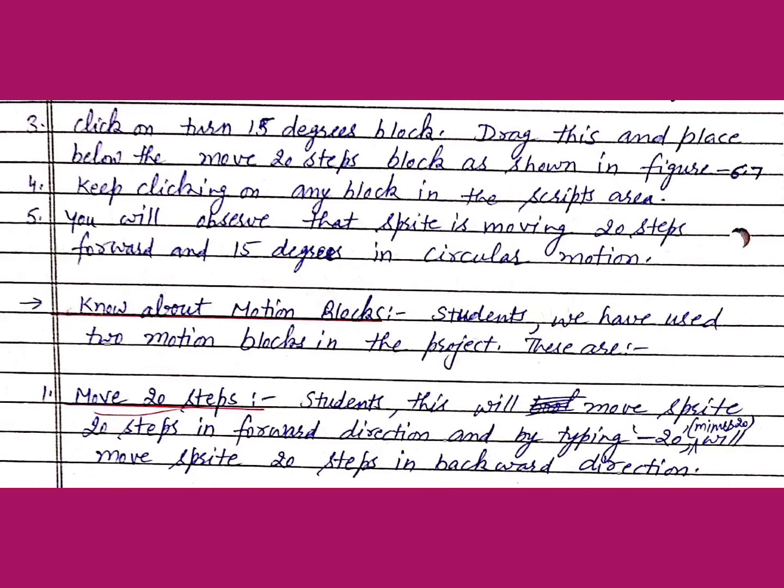Number 3. Click on Turn 15 degrees block. Drag this and place below the Move 20 steps block as shown in figure 6.7. Number 4. Keep clicking on any block in the scripts area. Number 5. You will observe that sprite is moving 20 steps forward and 15 degrees in circular motion.